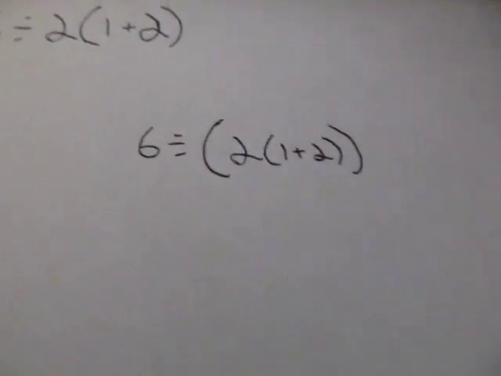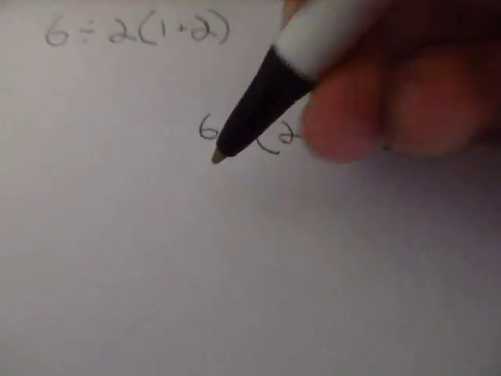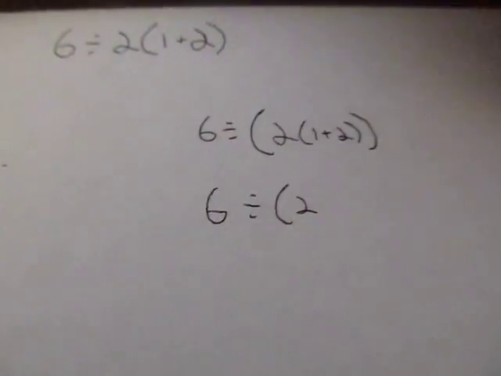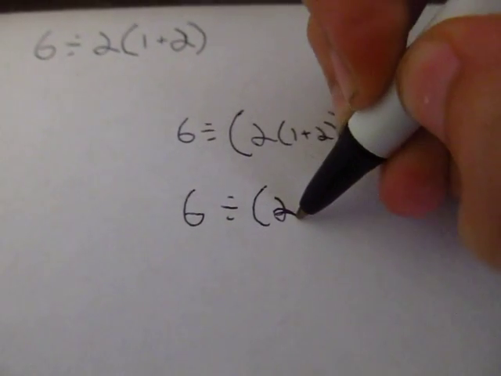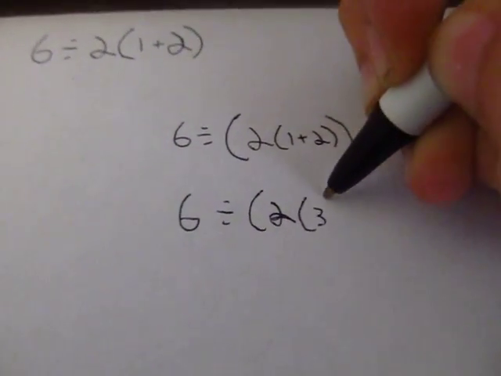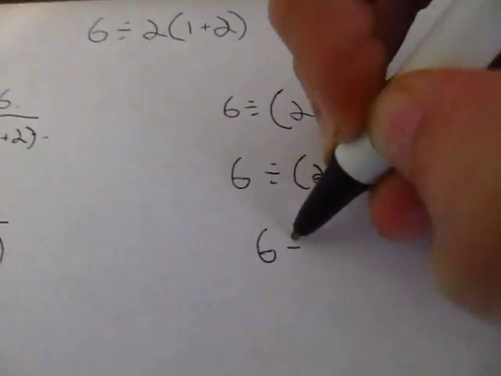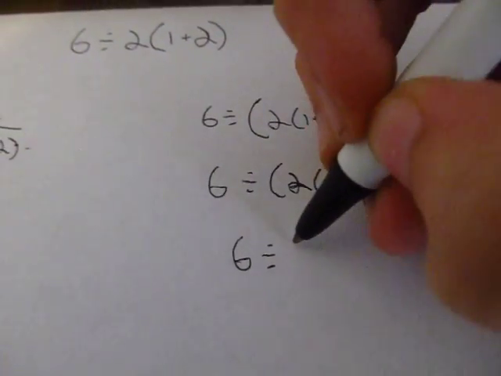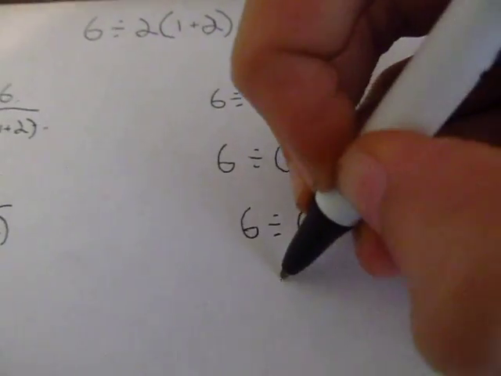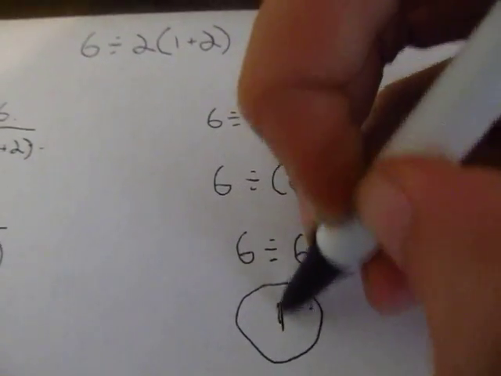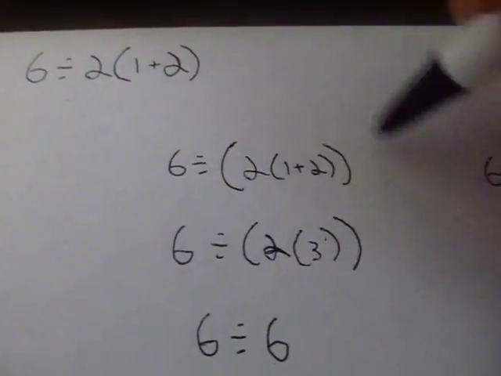Let's try this now. This is all parentheses. So now we have 6 divided by 2 times 3. And of course we're doing the parentheses first, so 6 divided by 2 times 3 is 6, and 6 divided by 6 is 1. So if it's written like this with parentheses around all of this, the answer is 1.